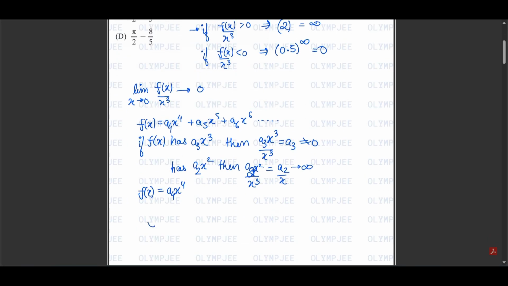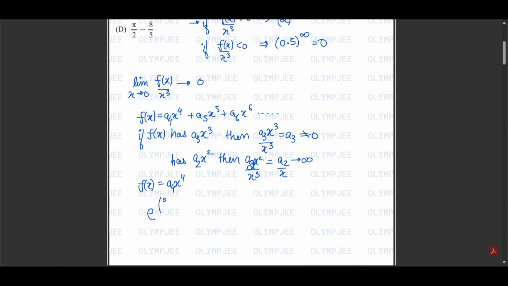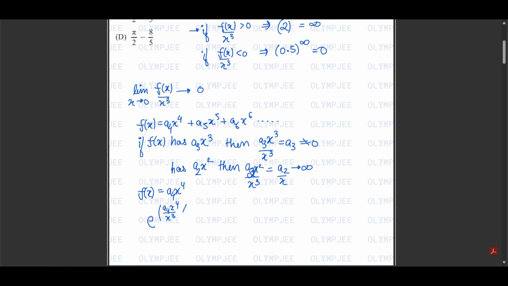So e raised to the power a4 x4 by x cube multiplied by this power 1 by x. This must be equal to the RHS, which is given as e. So this whole exponent should be equal to 1, right? Sorry, this 4 is in subscript.